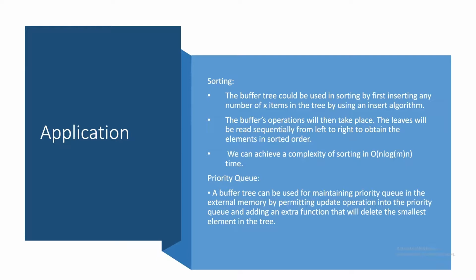and then we can also use this in a priority queue where the buffer tree can basically be used in the external memory by permitting update operation into the priority queue and adding an extra function that will delete the smallest element in the tree. So what this does is that it ensures that we're reducing our amortized cost. So this leads to us having a very efficient sorting system.